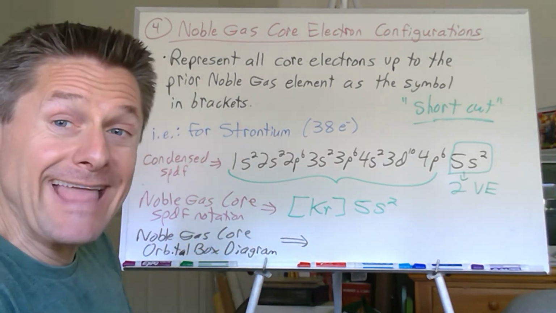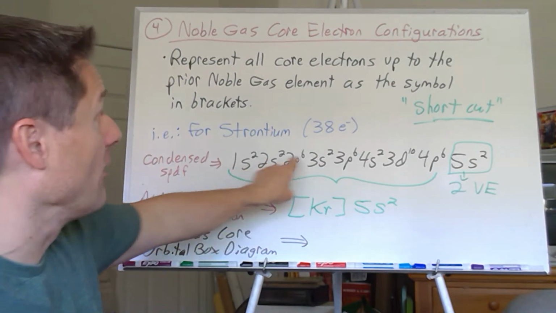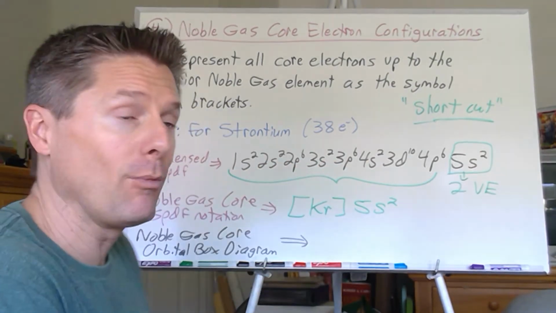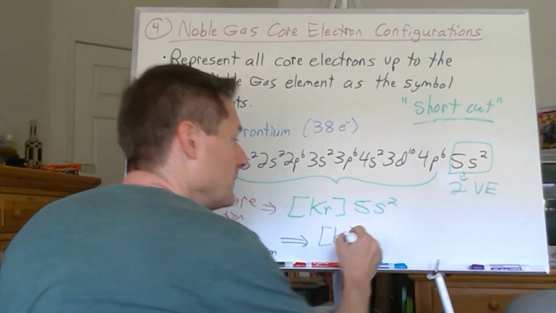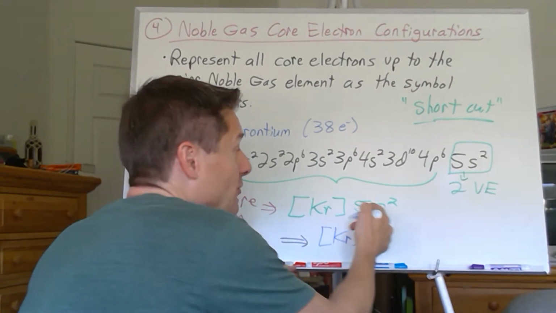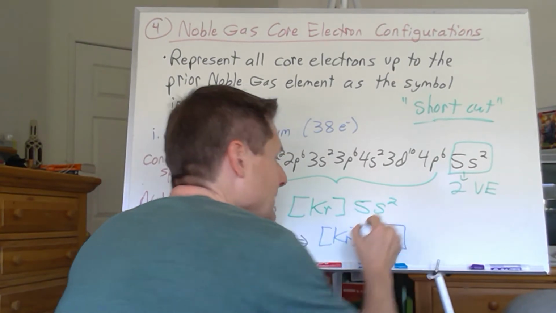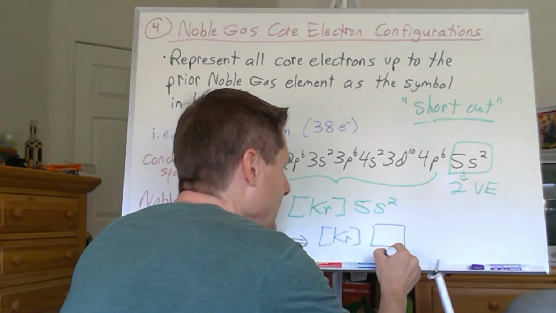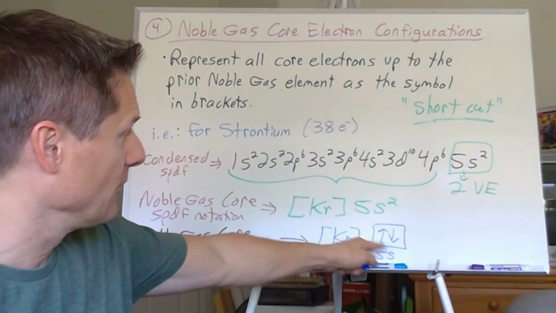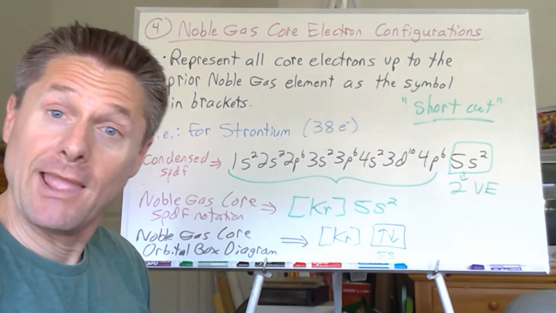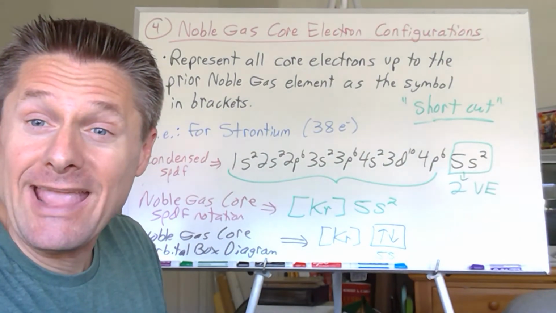So let's rewrite that as an orbital box. Now we could do all the boxes for that, but if we do it as noble gas core, we draw krypton. That's the prior noble gas. And then we draw the 5s, right? And label it underneath and do the 2 electrons. Can you see those electrons are paired up? Hey, easy peasy. I like it.